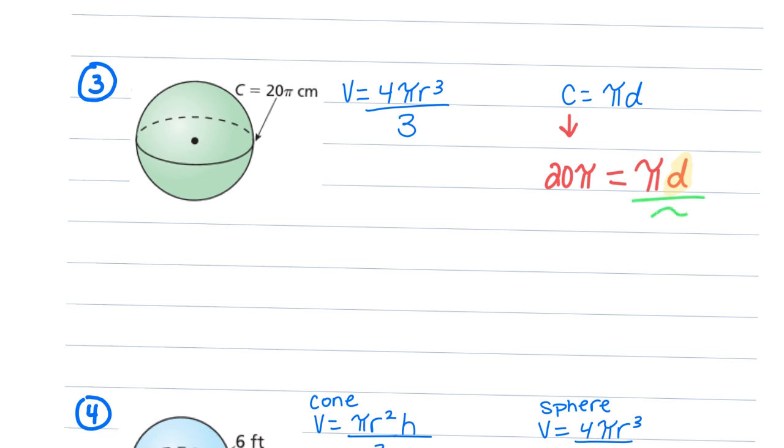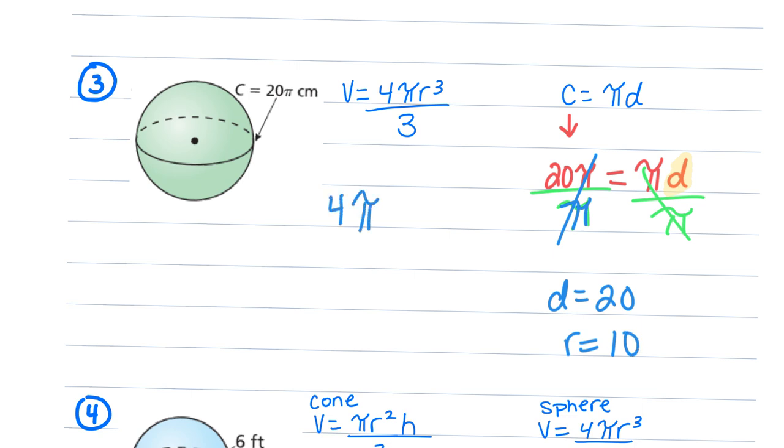And when you divide by pi on both sides, what happens to the pi symbol on the left-hand side? It goes away as well. That's what I mean by it being left in terms of pi, is making it a little easier. We don't actually have to divide anything in our calculator because the pi's just cancel out. So what does that tell me the diameter is? 20, which therefore makes the radius half of that, which is 10. So now in my formula, volume equals 4 times pi times the radius, which is 10 cubed all over 3.